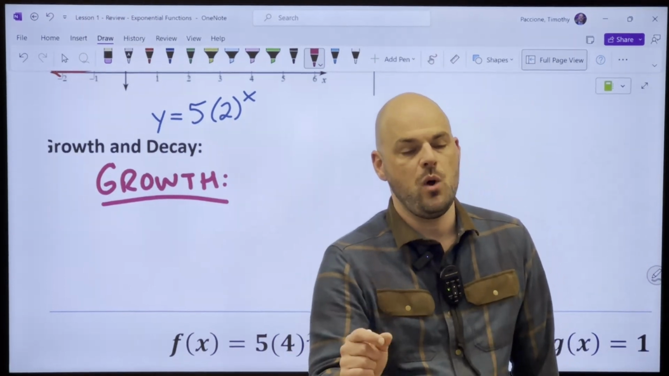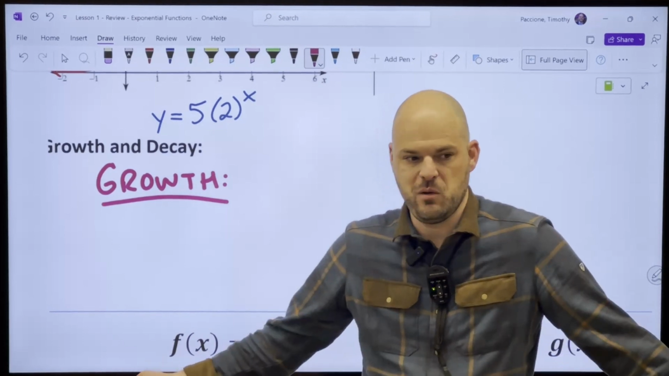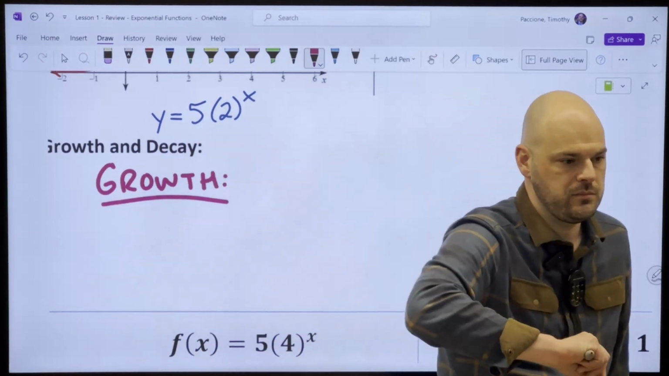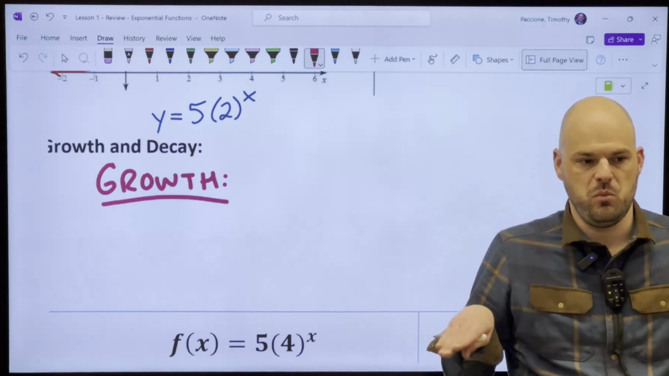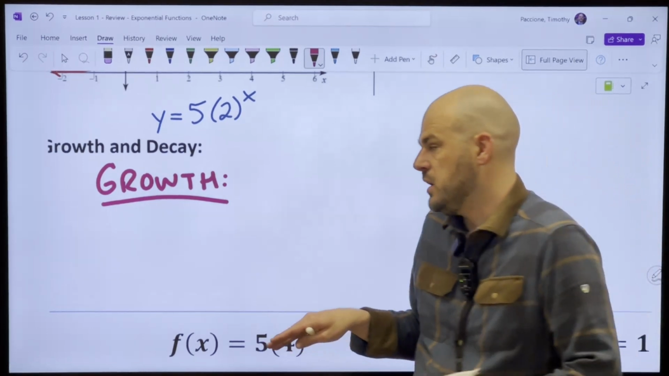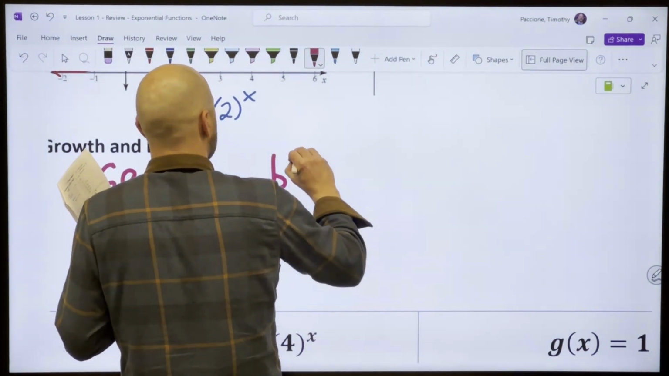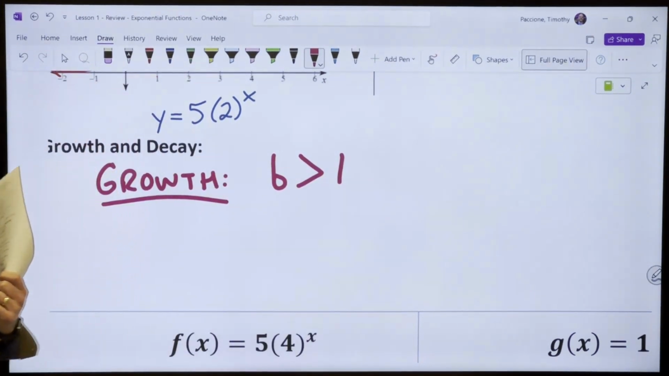What if you multiplied it by 1? Nothing would happen, right? Multiplying by 1 gives you itself. Yeah, it'll stay. What if you multiplied by 0.9? That will decay. Now it goes down, right? So that's why it's our breaking point. It's about what happens when you multiply, right? So for growth, our b is greater than 1, right? That makes it go up.